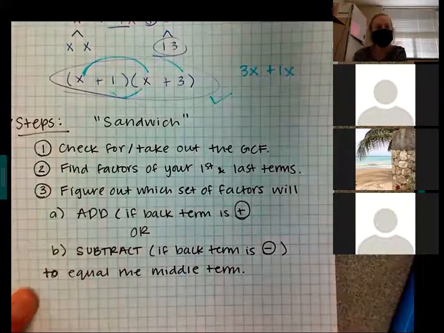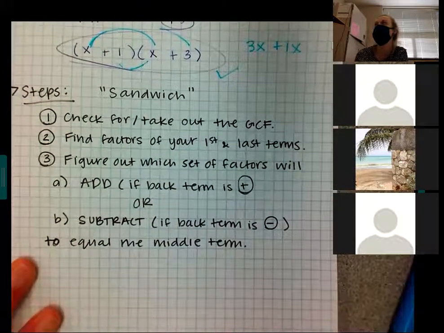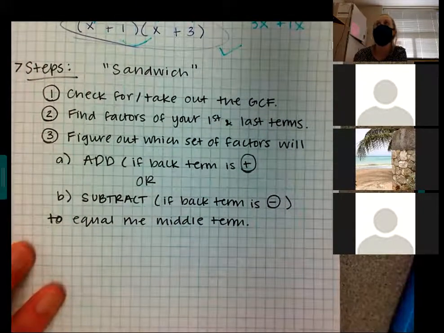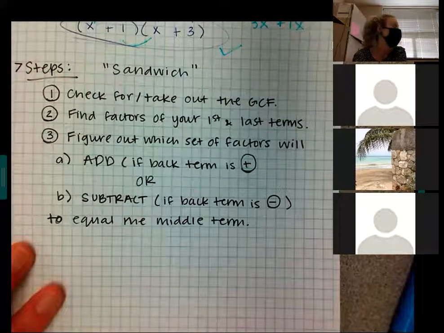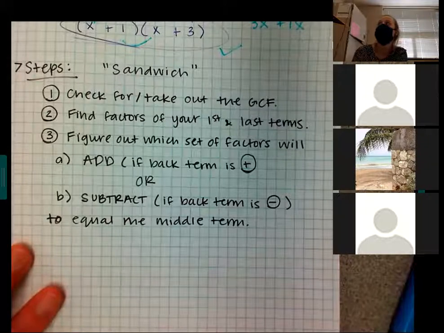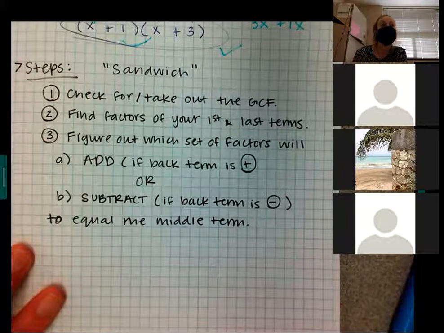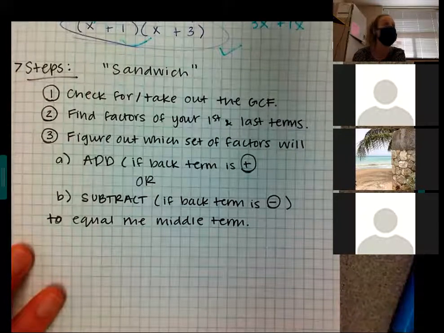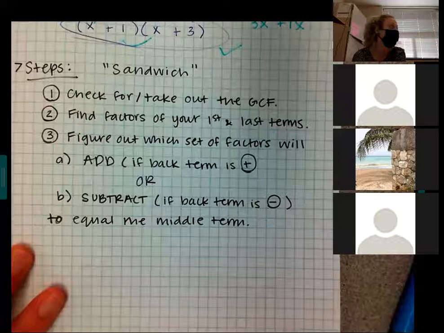And I'm gonna give y'all a second. I know that was kind of fast. Some of y'all write real fast. I'm jealous. I write slow. So we're gonna figure out which set of factors we'll add if the back term is positive or subtract if the back term is negative to make the middle. Okay?